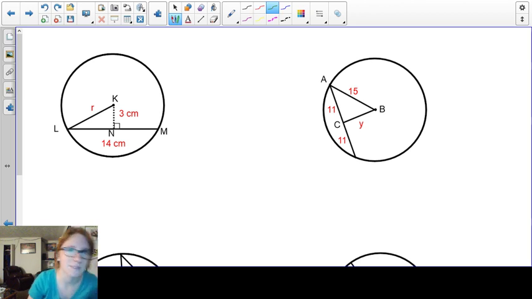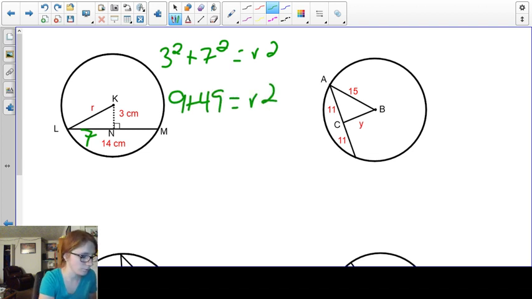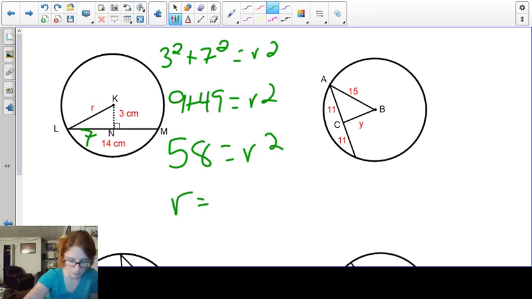So essentially what this is saying is it creates a right angle here, which means I now have a right triangle. If I'm trying to figure out what these are, it's telling me it bisects, so that means that this has to be 7. So I know that 3 squared plus 7 squared is r squared. 9 plus 49 equals r squared. I get 58 equals r squared. So r is equal to 7.62 centimeters.